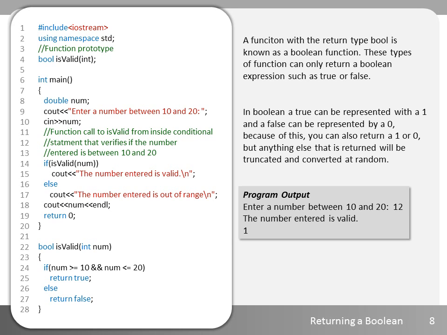A Boolean function is a function that is used for testing. They return a true or a false, a 1 for representing true, and a 0 to represent false. In this program, we're going to send a value into a Boolean function and check if it's between a certain range.